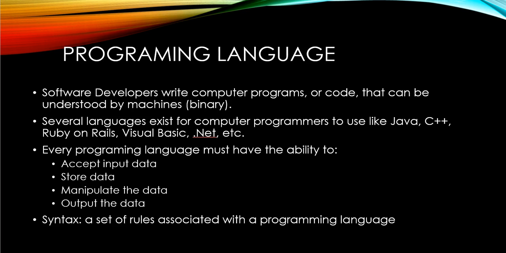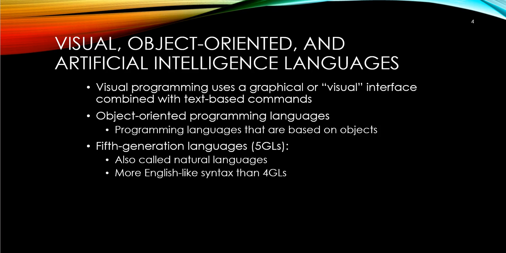But at the heart of it, every programming language must be able to do four things. They need to accept the data in, store the data, manipulate it, and then have some form of output. So it could be a printer, oftentimes this is on your screen, could be a document to be saved, or whatever. But those four things must be included in every single programming language, okay?